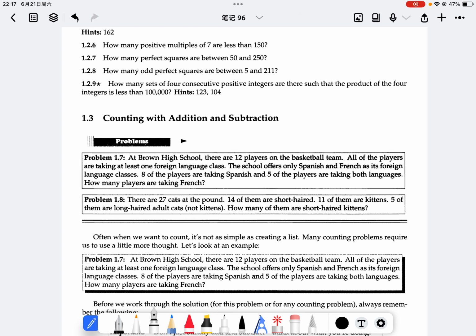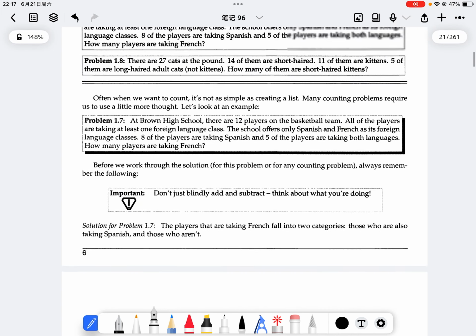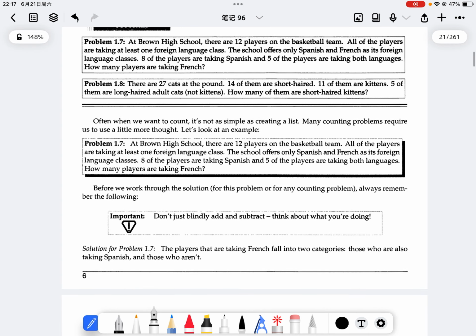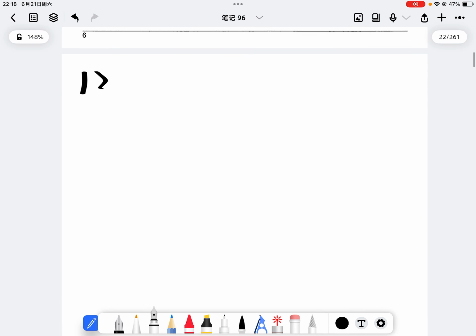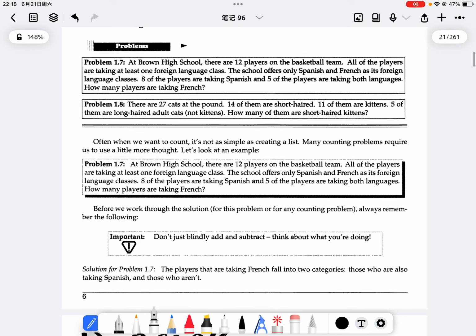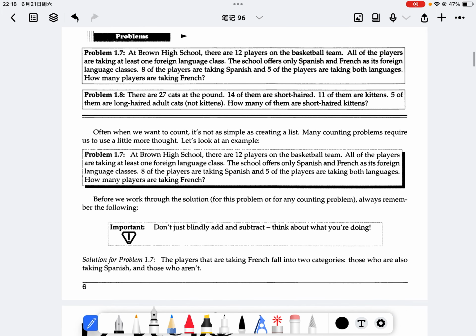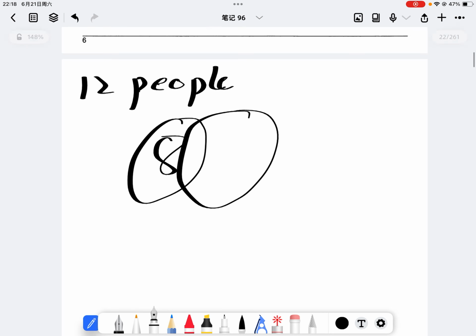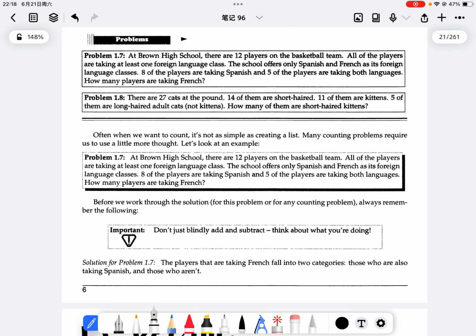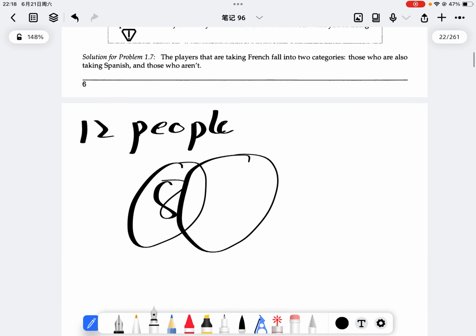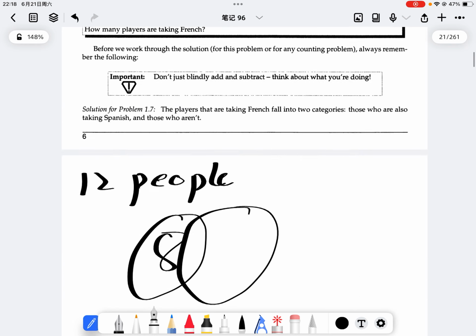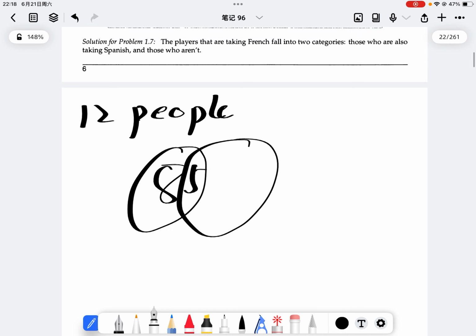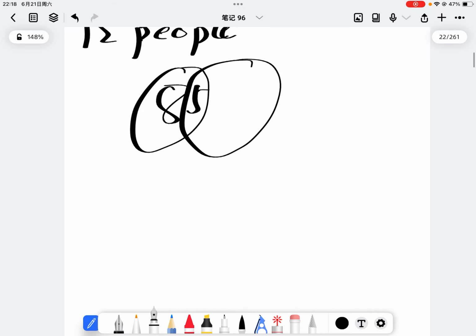So let's draw our Venn diagram over here. So 12, we mark it here, 12 people in total. And eight of them are taking Spanish, and 5 of them are taking both languages. 5 is here. So the 8 people includes the 5.